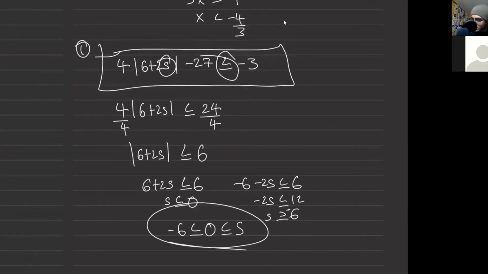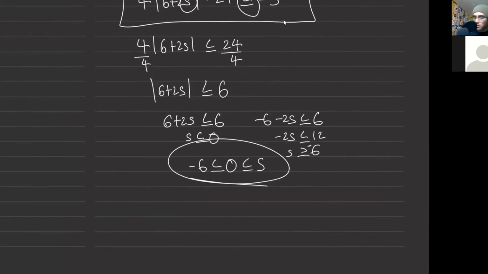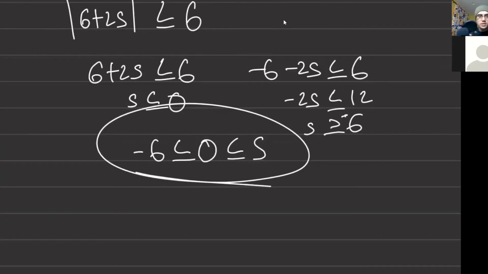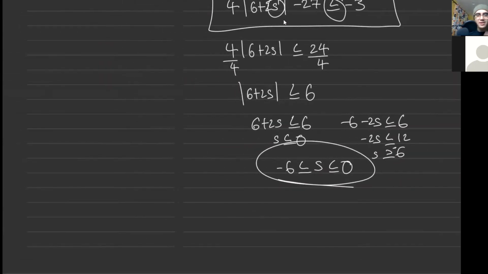I wrote the final answer wrong. Wait, what are you guys seeing? Would you guys see -6 is less than, -6 is less than or equal to? Oh wait, no, I did that wrong. No. Never mind. You guys are right. S is supposed to be in the middle. Thanks for catching that. My bad. See, we all make mistakes, especially me. I am master at doing that.